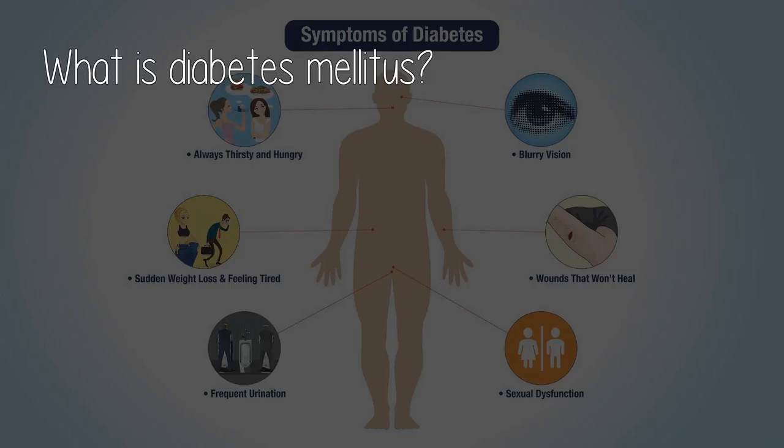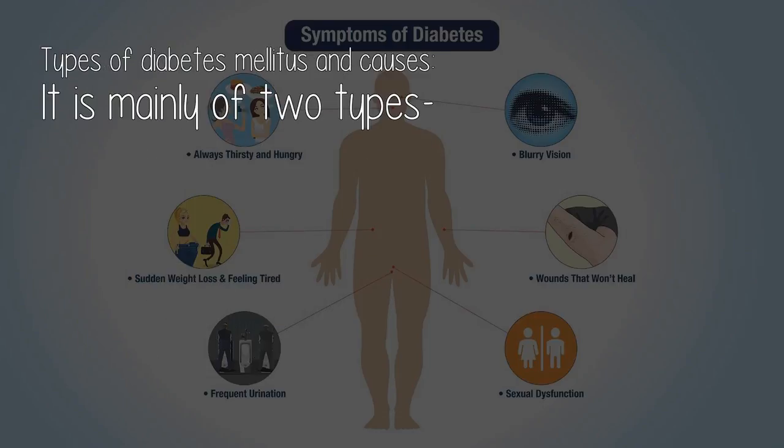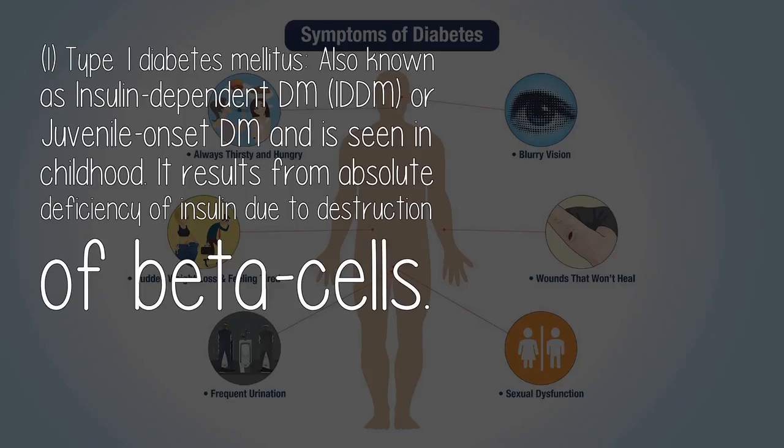What is diabetes mellitus? It is a state of chronic hyperglycemia, high blood glucose or sugar level, with or without glycosuria, caused by either relative or absolute deficiency of insulin. Types of diabetes mellitus and causes. It is mainly of two types. Type 1 diabetes mellitus, also known as insulin-dependent DM, IDDM, or juvenile onset DM, is seen in childhood. It results from absolute deficiency of insulin due to destruction of beta cells.